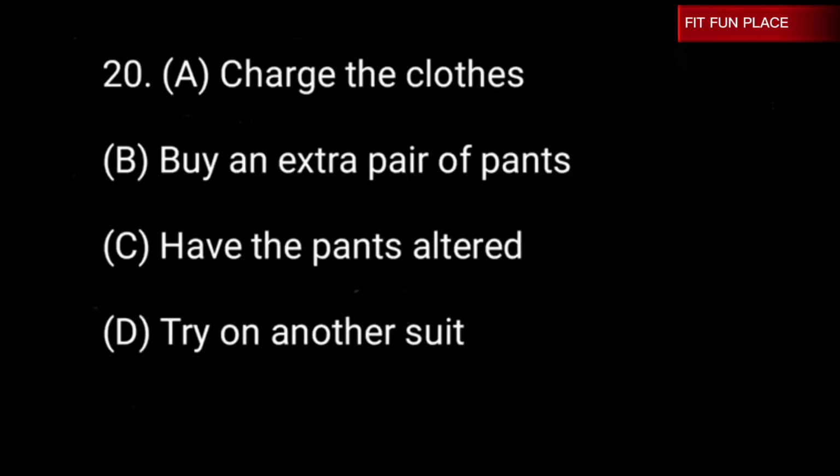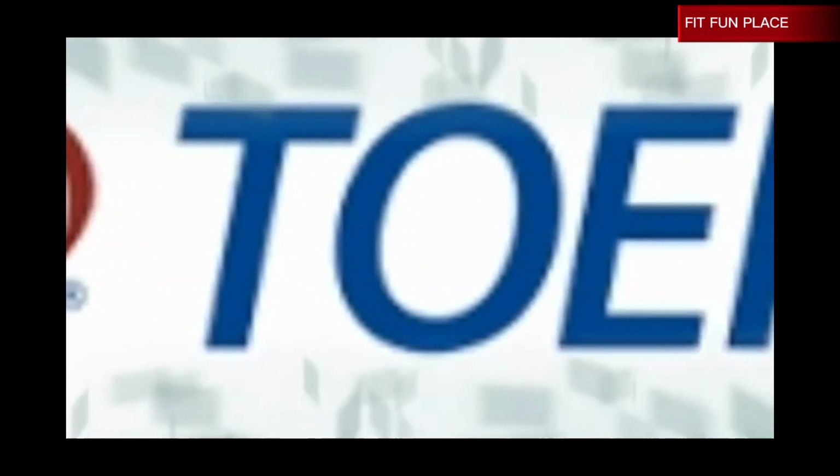Number 20. I like the color and style of this suit, but the pants should be shortened a bit. We can have it done here for you at no extra charge. What does the woman suggest the man do? Go on to the next page.